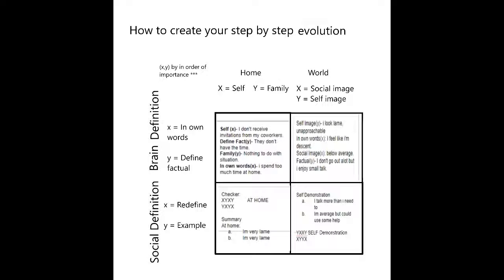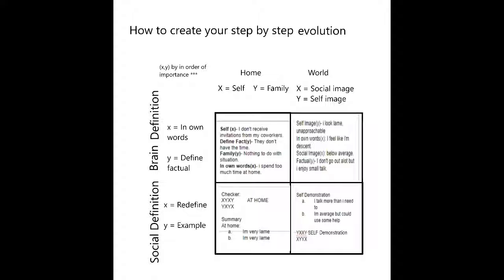And then using the bottom right hand corner, using the quick check patterns, YXXY and XYYX. First of all, Y self-image would be I look lame, unapproachable. Then X, in your own words, people don't want to talk to me. That's what he would come up with. And then X for social image, unapproachable. And for Y, to define what actually happened, you would say what he came up with was A, I talk more than I need to.